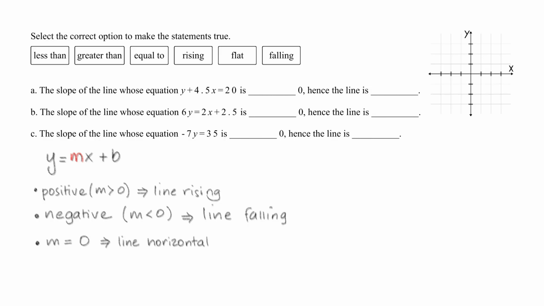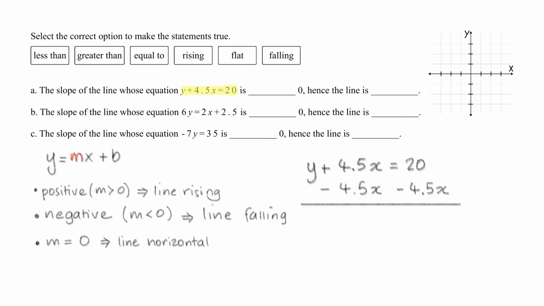Part A. We are given the equation y plus 4.5x equals 20. Move the x term to the other side by subtracting 4.5x from both sides. We get y equals negative 4.5x plus 20. As you can see, the slope, negative 4.5, is less than 0. A negative slope means the line goes down as you move left to right. Since the slope is less than 0, the line is falling.